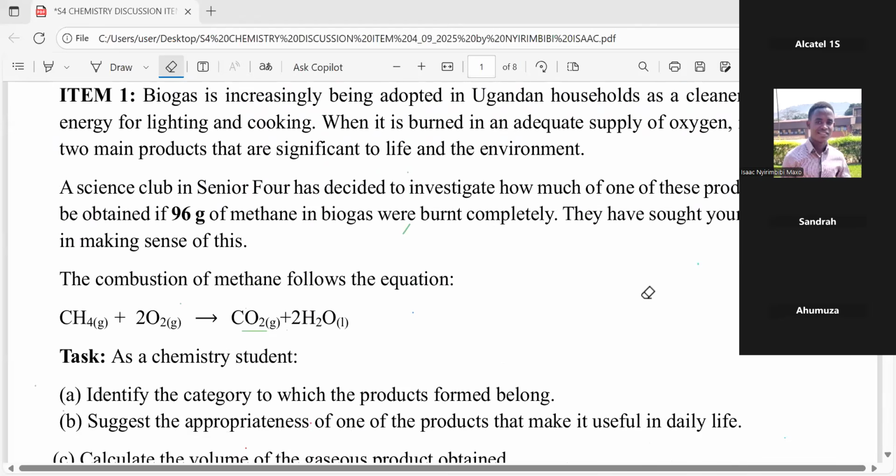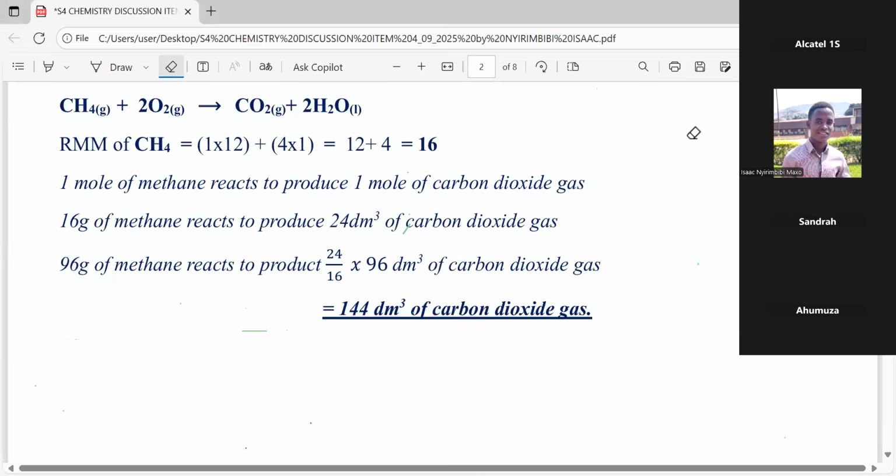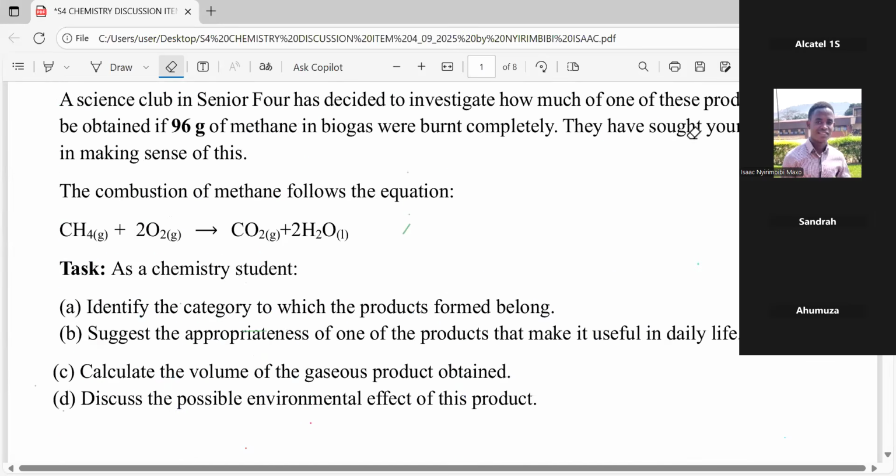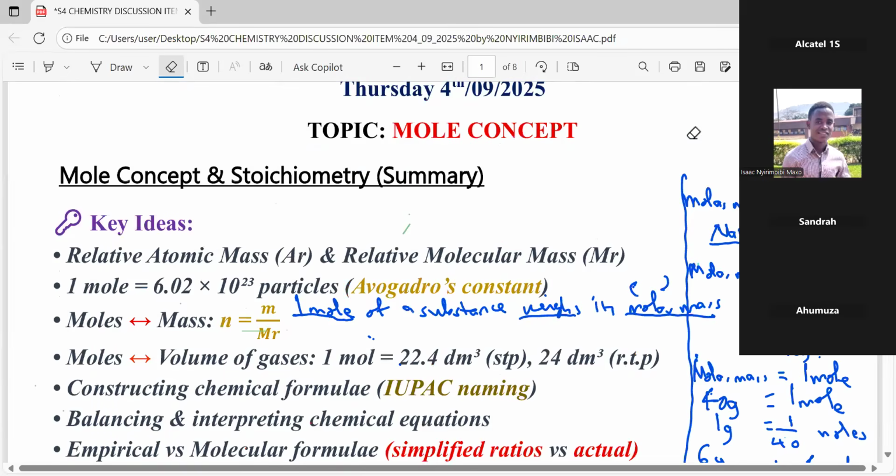Sir, good afternoon. Good afternoon. How are you? I want to know the relationship between gases. Between gases and? Moles and gases. Oh, moles and gases. It is the one we are talking about. You remain on the call, and then we see here.